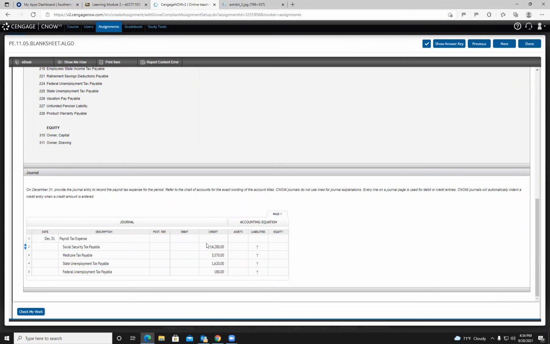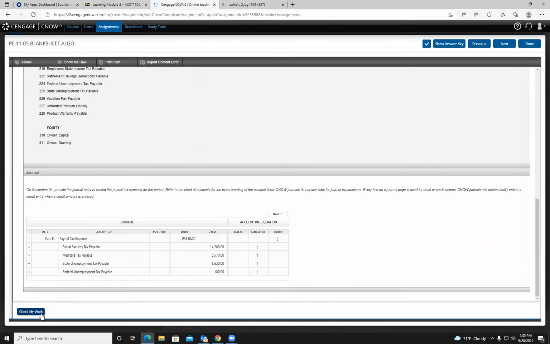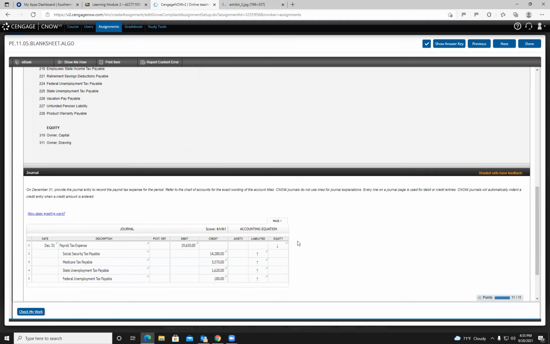Now, really quickly, we'll check our work, but we need to add up all of our credits so we'll know what our total payroll tax expense is going to be. So we're going to take the 14,280 plus the 3,570, 1,620, and 180, and that equals 19,650. So if we did our math right, everything is correct.